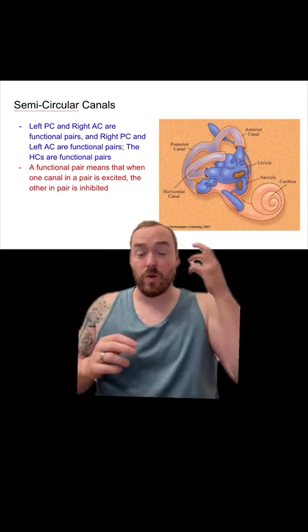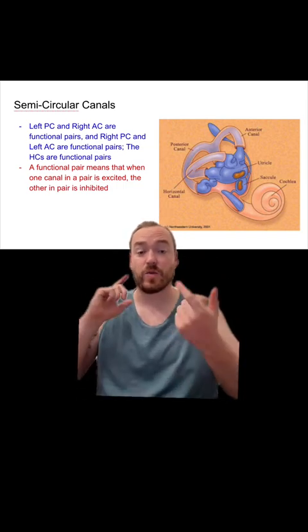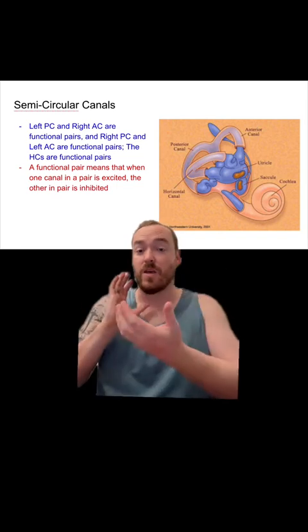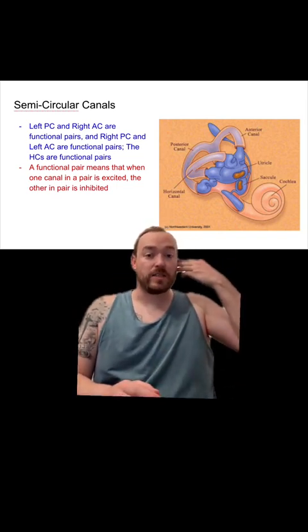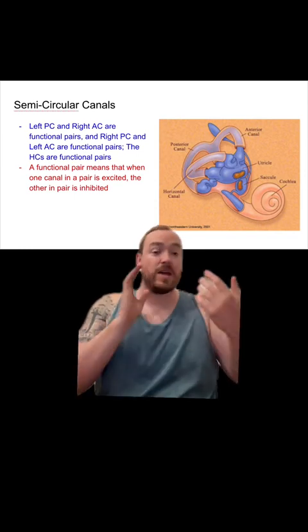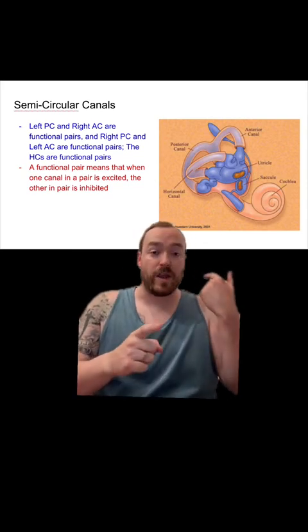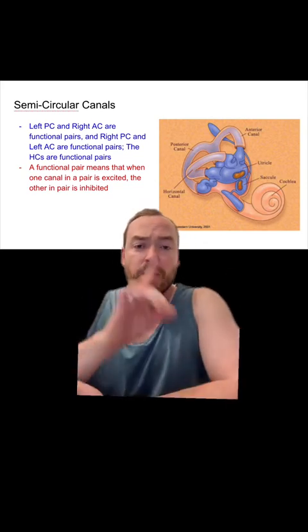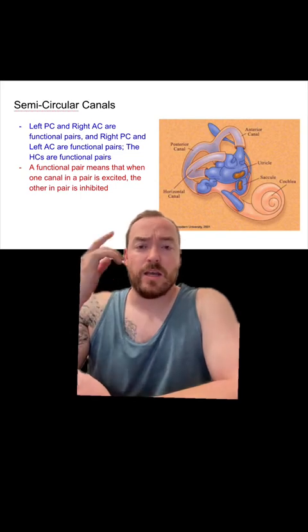And so when one side is excited, the other side is inhibited, so that way the signal is telling me when I turn my head to the right, the right horizontal canal is excited, the left horizontal canal is inhibited, so that way my brain gets accurate information that we turned our head to the right. Okay, so as it says up there, the horizontal canals are functional pairs.